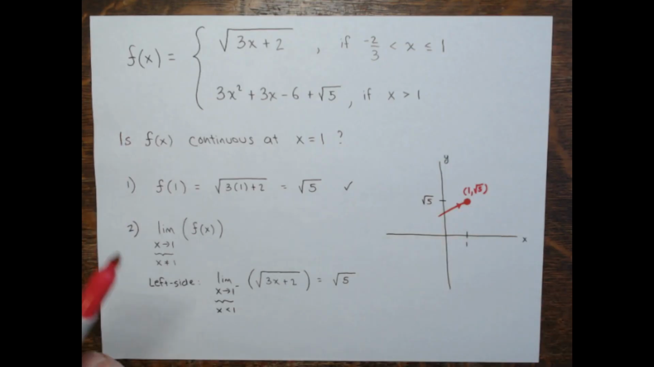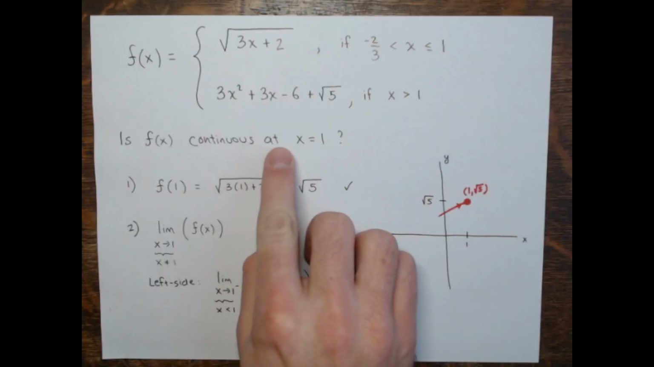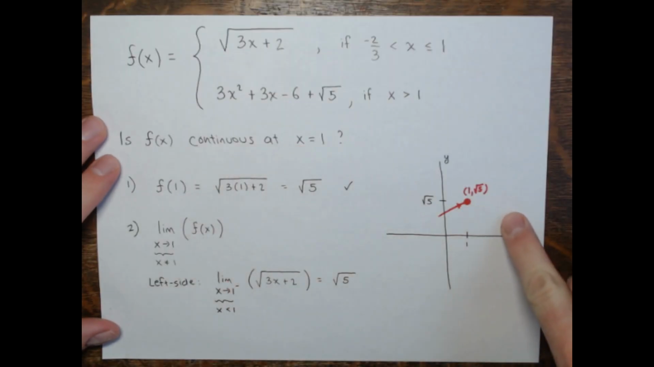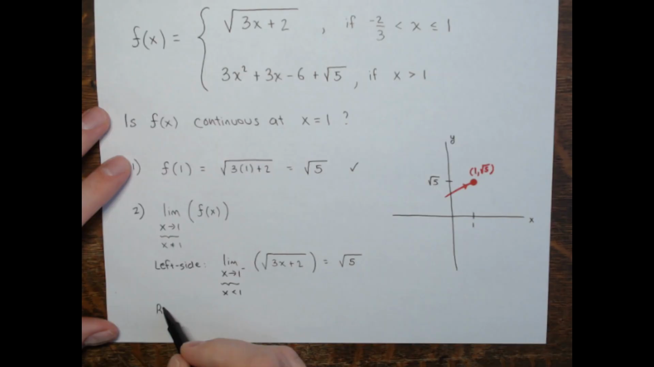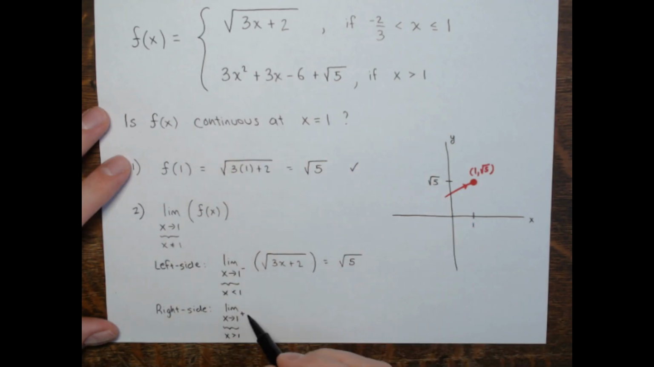So far so good. But to be continuous at x equals 1, it's got to do the same thing on the right side. All right, so let's look at the right side limit as well. So the limit as x approaches 1 from the right, little plus sign there. Remember, this means x is greater than 1, so I'm on this bottom piece. So the expression I'd be going into is 3x squared plus 3x minus 6 plus the square root of 5.